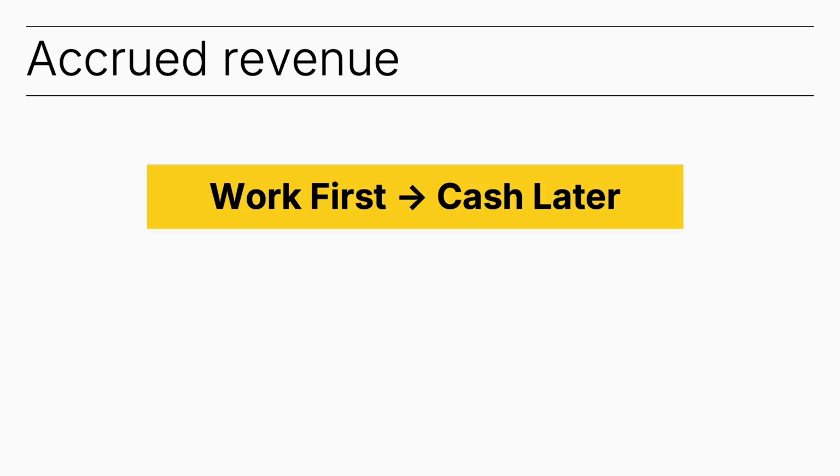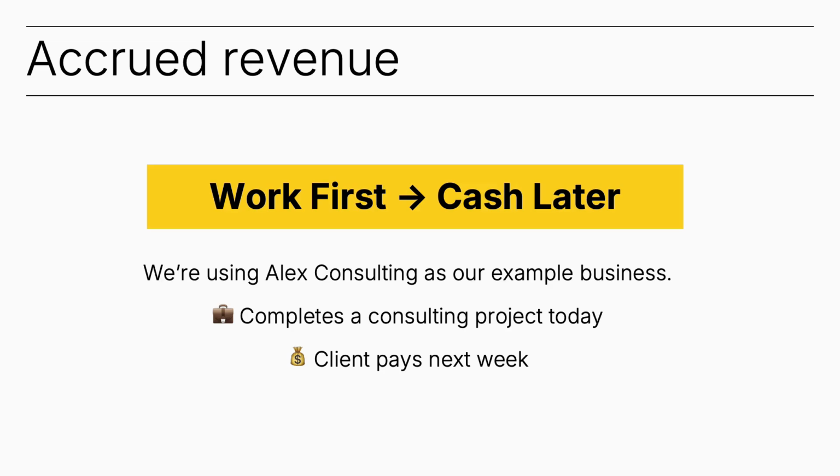Accrued revenue. Notice the order on the slide. First, the work is completed, such as delivering goods or providing services. Then, the payment comes later. In this example, Alex Consulting completes a project today, but the client will pay next week. So the business has already earned the revenue even though no money has been received yet. For now, just focus on the pattern. Work first, money later. We'll cover the accounting entry in the next video.